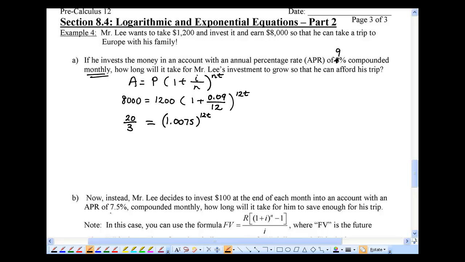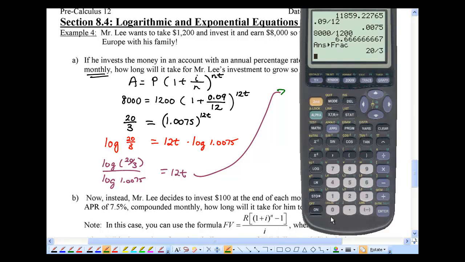And of course here, to solve, once again, you're going to take log on both sides. So I'm going to go log of the 20 over 3. And if I take log here, I'm going to skip a step. I'm going to move down the 12t. And I'll have a log 1.0075. I'm going to solve for t here, so I'm going to isolate that. How about dividing both sides by log 1.0075? That equals 12t.